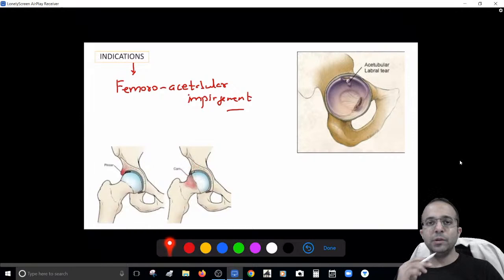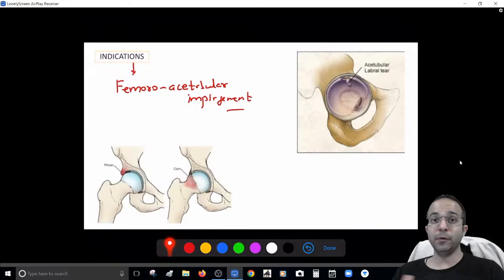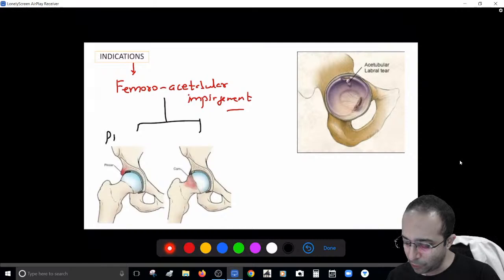So with the identification of this femoroacetabular impingement as a problem, it has been seen that eventually a replacement surgery can be avoided in a good number of people if this is tackled in a primary way. This femoroacetabular impingement at the hip is basically of two types. There is a pincer impingement and there is a cam impingement.